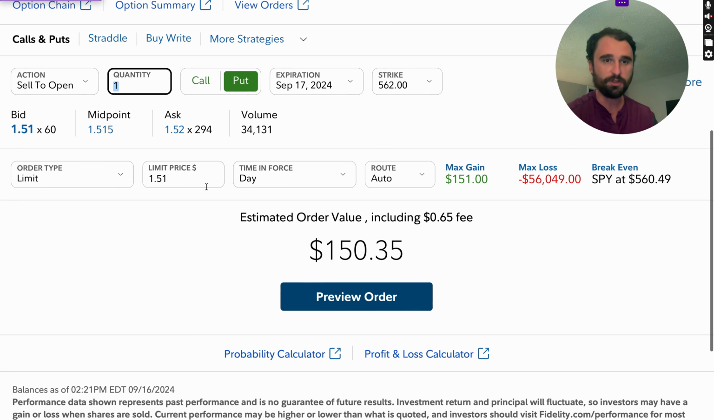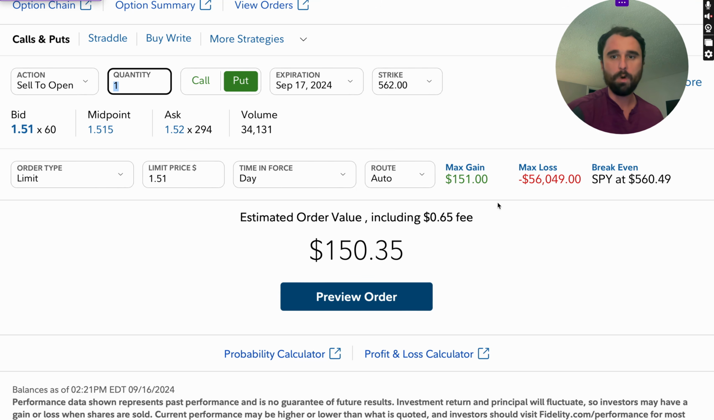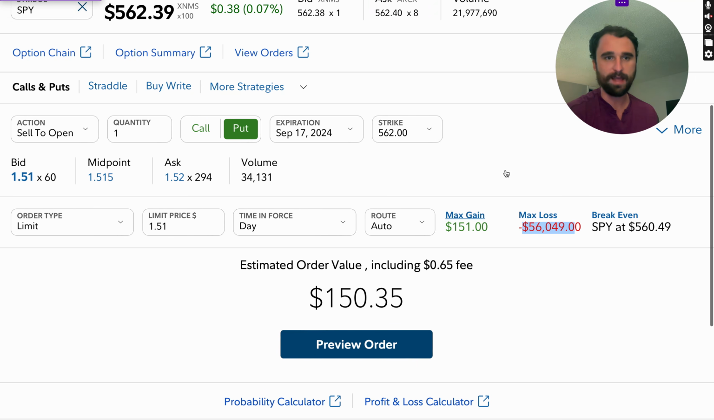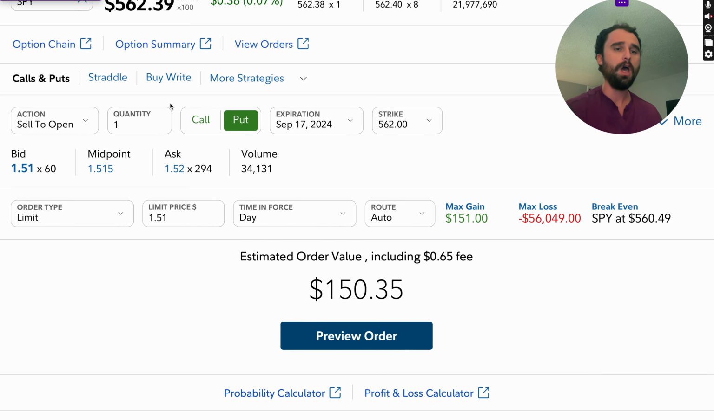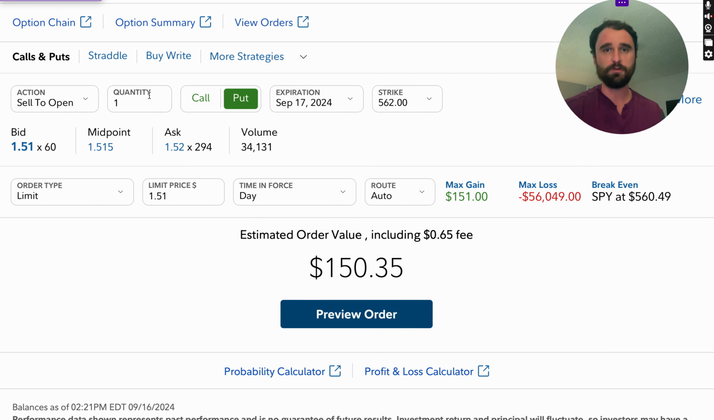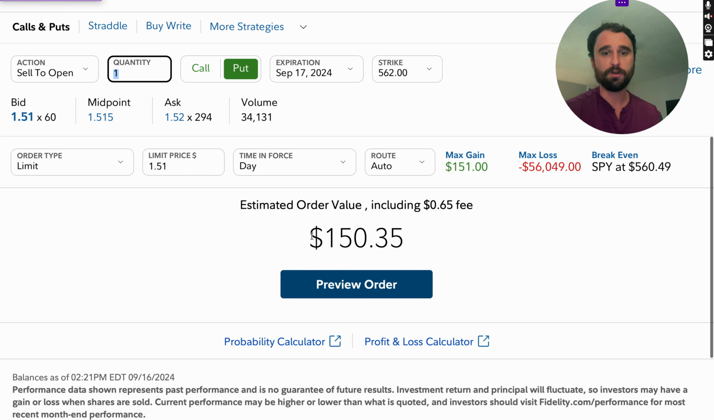However, that's just the first step, right? We also have to think about how much we are putting up for this trade. Well, we know what our max loss is, $56,000, and we know that we're buying this at 562. Another important consideration, especially if you're new to options, is that one options contract equals 100 shares. So that means we have a quantity of 1, meaning we're selling one cash secured put to collect this $150.